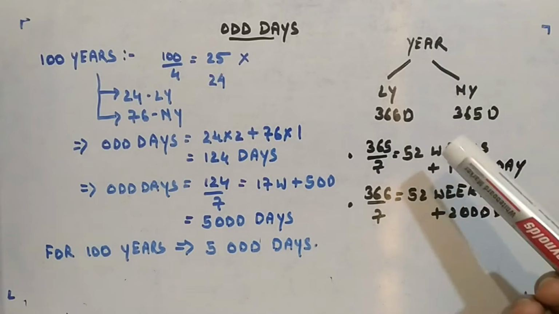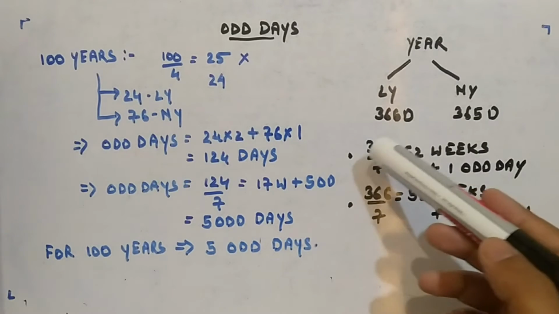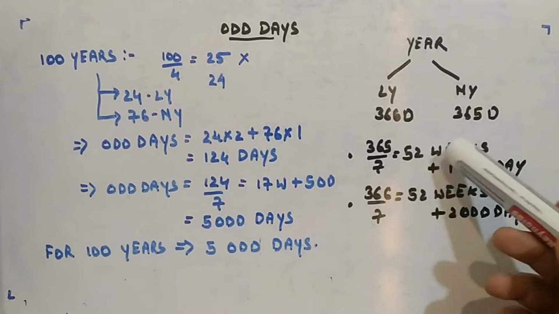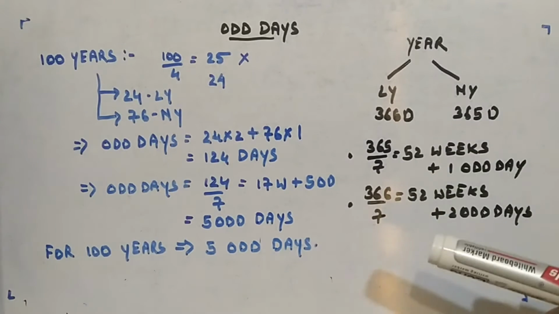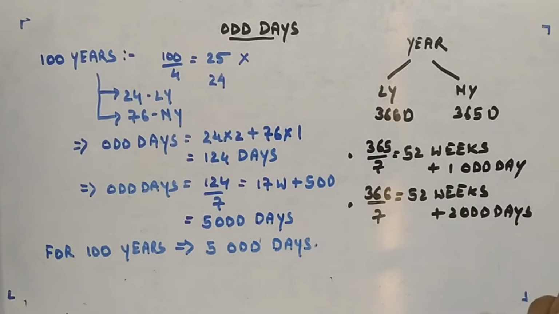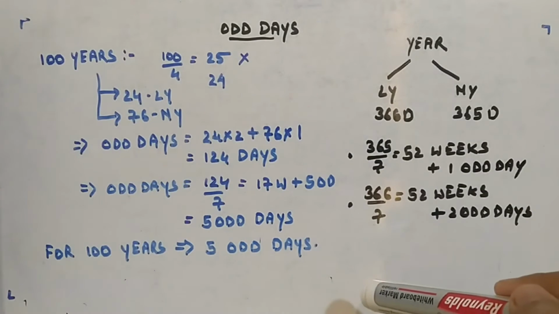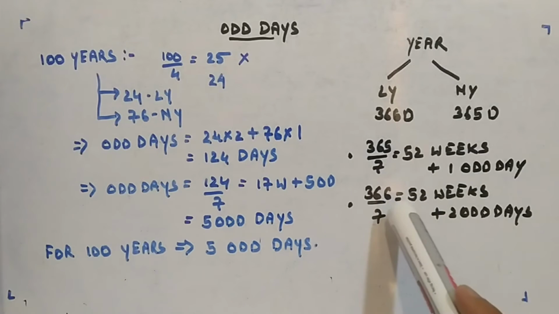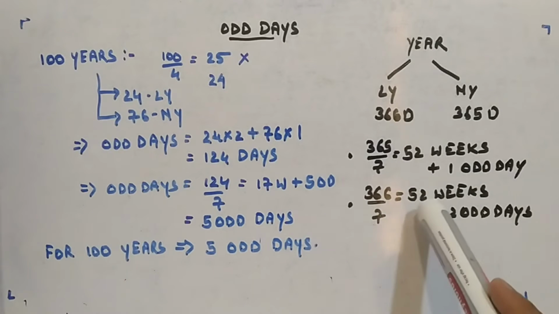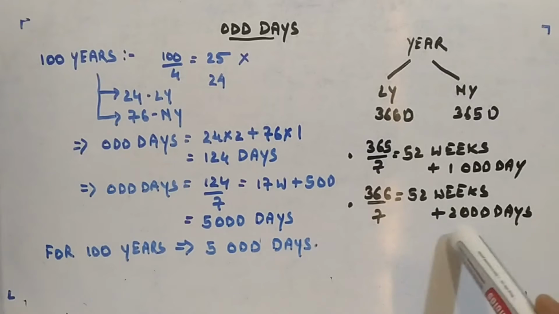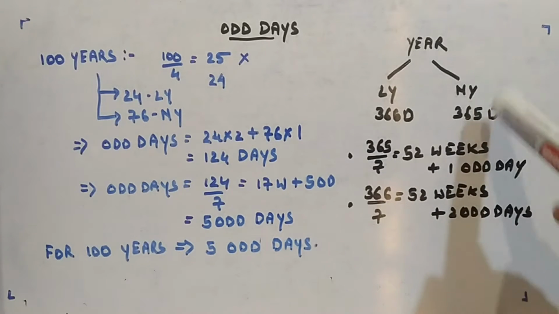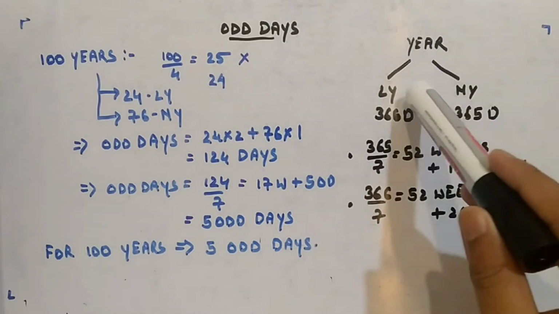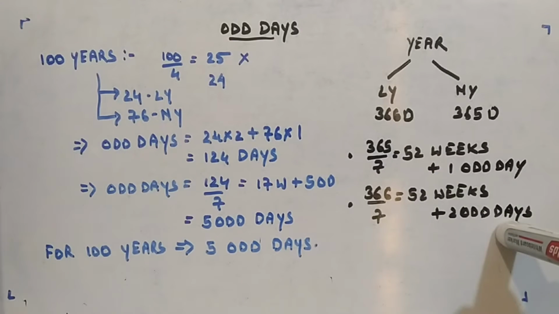This is the remainder, and you will get some quotient. So you are dividing 365 by 7, the quotient is 52 and the remainder is 1. What this means is you have 52 weeks and 1 extra day. Whereas a leap year has 366 days, so if you divide 366 by 7, you will have 52 weeks, but this time you have 2 odd days. This is very important. A normal year will have 1 odd day and a leap year will have 2 odd days.